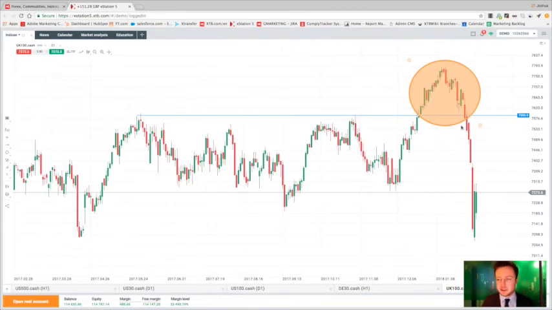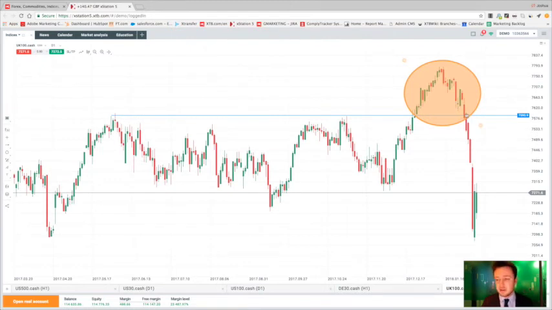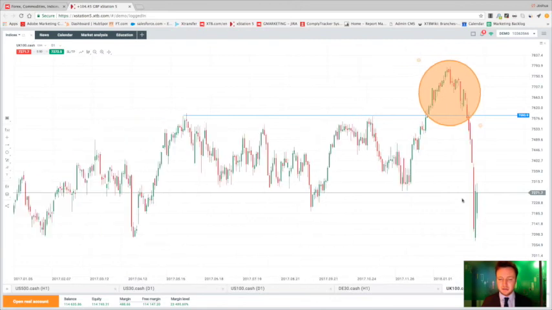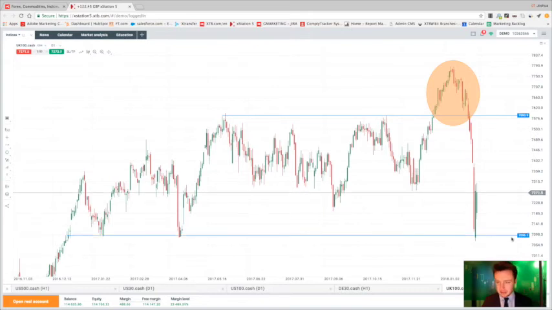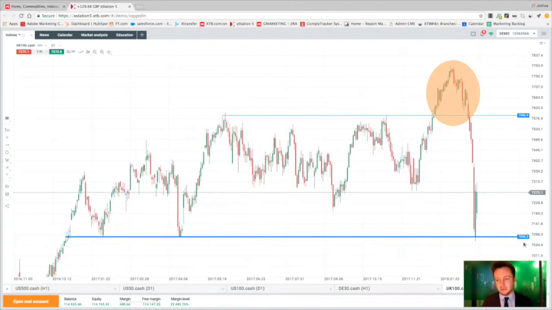False breakouts can be quite strong reversal signals, and that was the case in the D30 and also the UK 100, where after we pulled back inside, you can see we accelerated sharply to the downside. In terms of swing support levels, I'd look back to these lows here that we saw in 2017, and you can see they coincide fairly well with the lows we saw this week. So this is an important support level here.